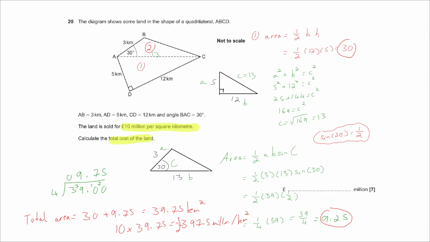Highlighter. There we go. So this is your answer. 397.5 million. 7 marks in the bank. Okay.